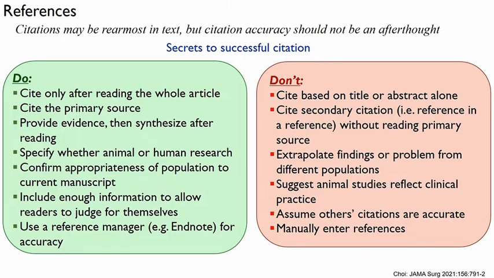And then when you're constructing a manuscript, use a reference manager. Hand typing references into your new manuscript is not time efficient, and it invariably results in errors. So use a reference manager. Don't cite articles simply based on the title or the abstract. Don't do secondary or tertiary or quaternary citations. Don't extrapolate things from other articles just to match what you really want to say. Animal studies don't support human studies, if you will. And don't assume that the citations in somebody else's article are accurate. Go and look at that source that they cite.